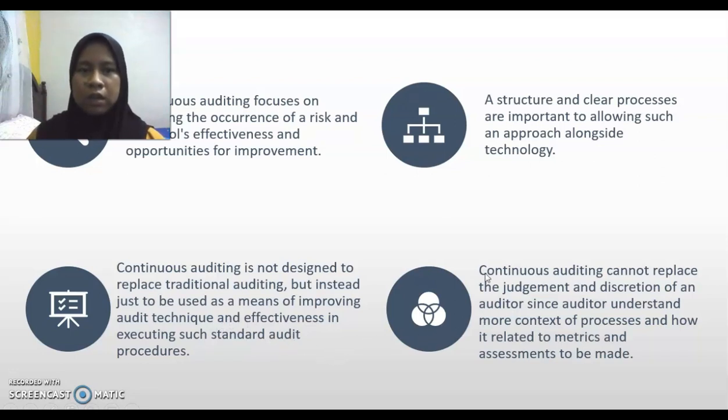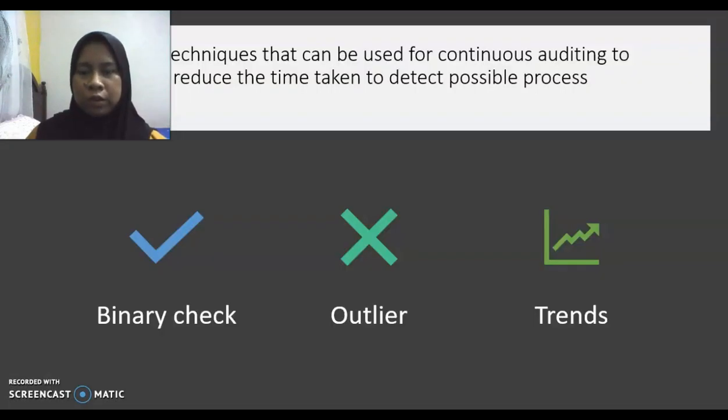And the last one, continuous auditing cannot replace the judgment and discretion of an auditor, since auditors understand more about the context of processes and how it relates to the metrics and assessments that will be made. So here are the three main techniques that can be used for continuous auditing to substantially reduce the time taken to detect possible process weaknesses.